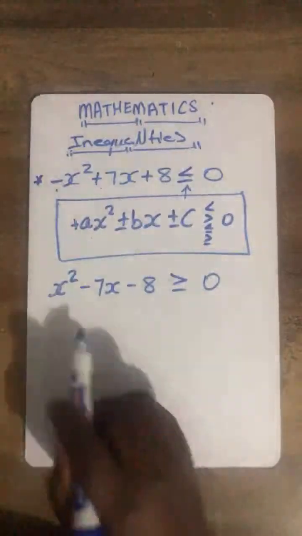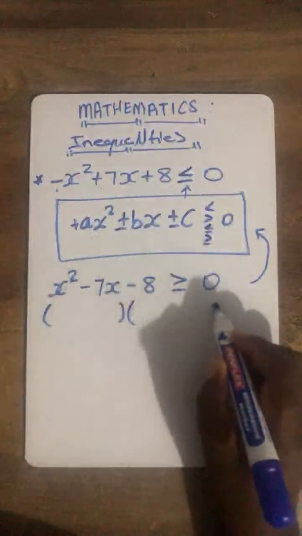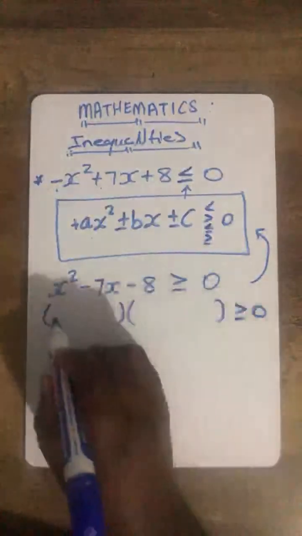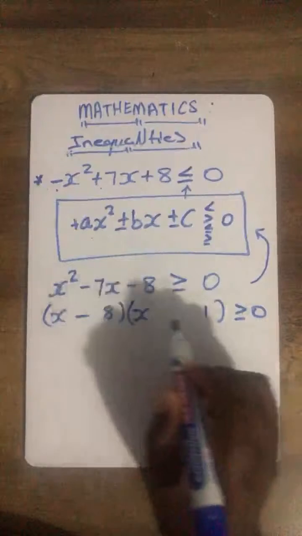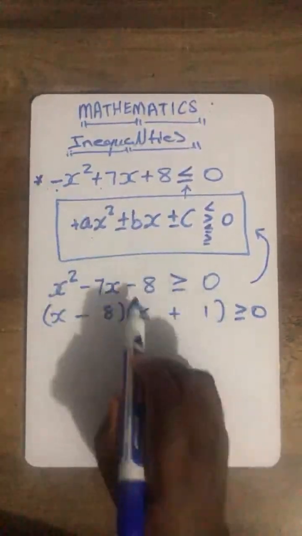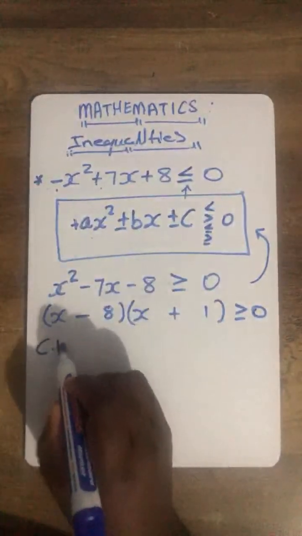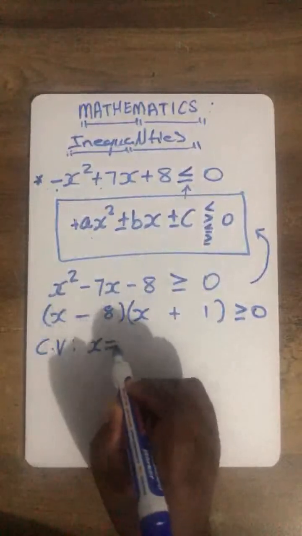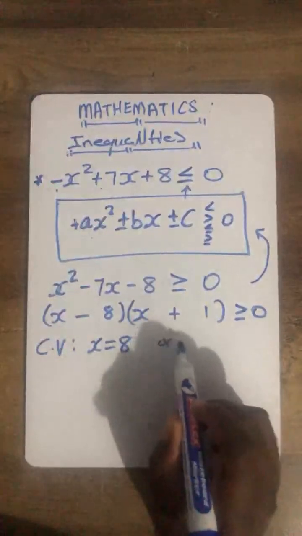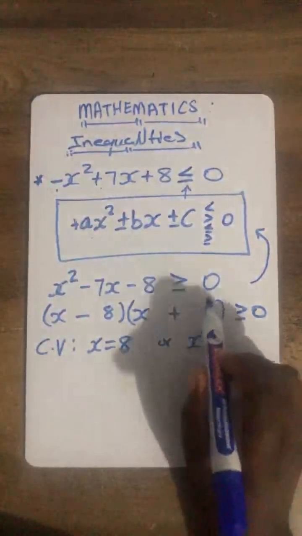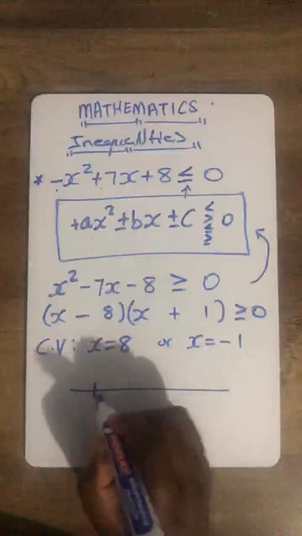So can you see? It is now in the standard form, which means you can now factorize. When you factorize, you have x, then you have your 8 and your 1. The bigger number takes the sign of the middle term. That one has to be a plus, so that plus times a negative gives you that negative. Now this is where you find your critical values. You will have x equals 8: you equate to 0 and take 8 to the other side, it changes the sign. Or you have x equals negative 1. You therefore represent that on your number line.